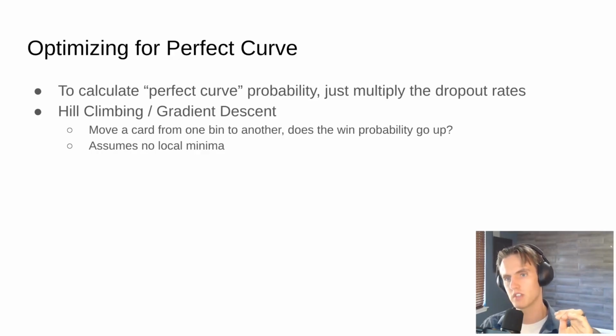From there, there's probably better ways to do this. I just did a hill climbing algorithm or gradient descent, where I just move a card from one bucket into another bucket. So I move one 2 cost into the 3 cost, for example, and I see if the probability goes up or down. And if it gets a little bit better, then I assume that is a better state, and I just take that and I iterate off of that better state. This assumes there's no local minima. I think that's a fair assumption for this model, but it could be that it's not actually the case, but it should get very close anyways.